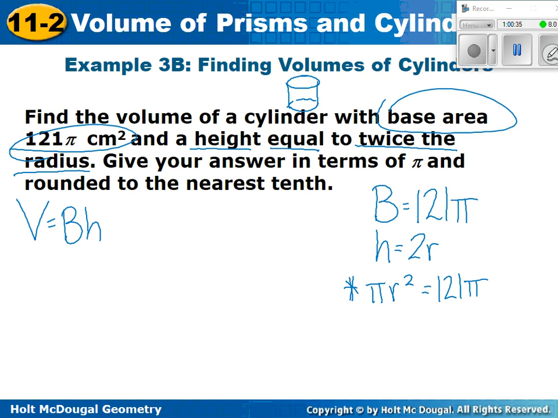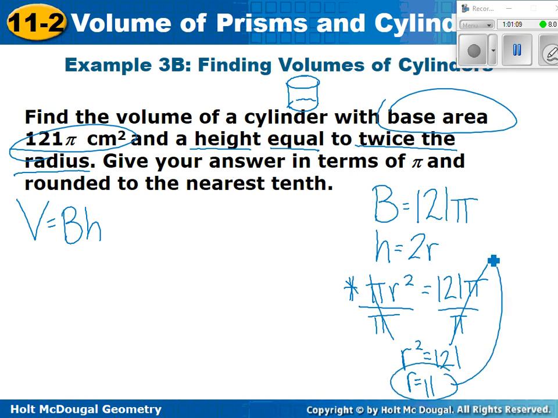What do I do to solve for r? I can't take the square root yet. I have to get what's being squared by itself, so I have to divide by pi. Always get what's being squared by itself before you take the square root. Now we have r squared equals 121. Take the square root. What's the square root of 121? 11. So now, if the height is twice the radius, and the radius is 11, what's the height? 22. So we can plug that in right here and get 2 times 11, which is 22.